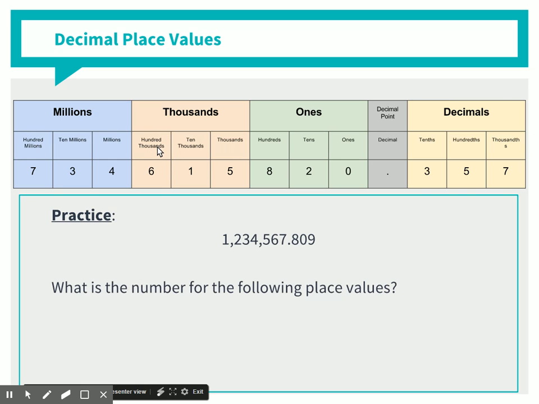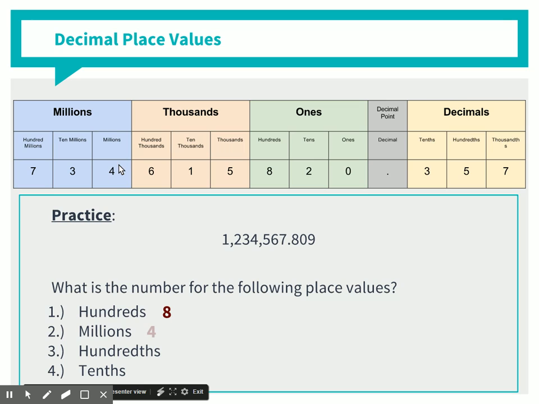So we have this very large number here, and we want to figure out what number is in the hundreds place, what number is in the millions place, the hundredths place, and the tenths place. Now, it's very easy because we have this chart right here, and we can just look and say, oh, okay, in the hundreds place is the 8. And in the millions place, just the millions, not the 10 millions or the 100 millions, but just millions, is the 4. The one thing, though, that students often get confused on is the difference between hundreds and hundredths.